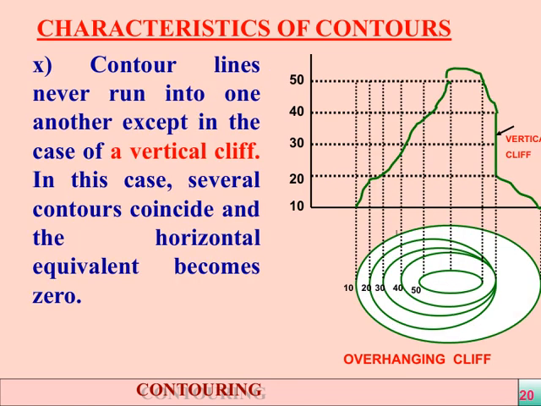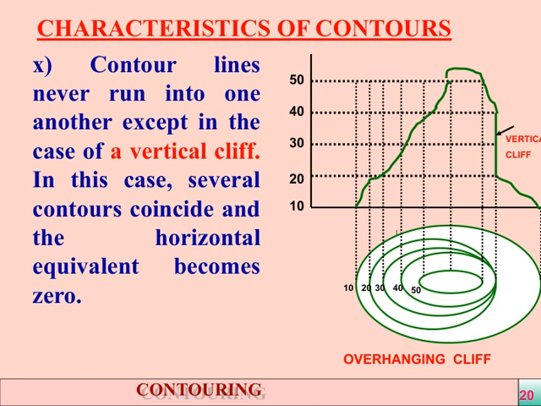Let's talk about the behavior of contour lines. Usually, contour lines never run into each other. That's because each line represents a specific elevation, and in a normal landscape, they stay distinct and separate. However, there's an important exception to keep in mind when you have a vertical cliff. In that case, multiple contours can actually coincide or overlap.